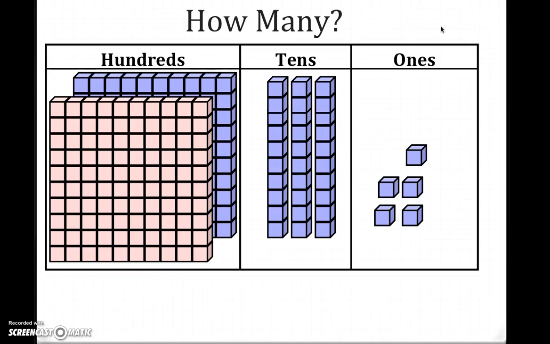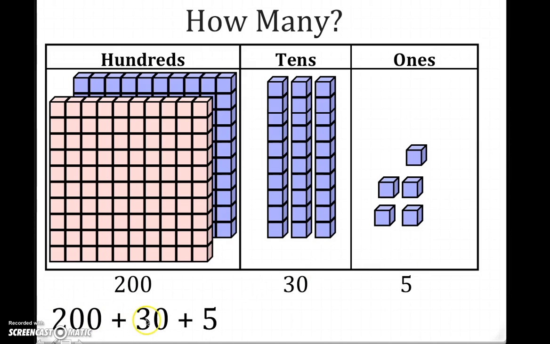Let's try another one. So in this picture, we have 200 flats. That means that the number is 200, plus 3 10 sticks, that makes 30, and we have 5 little ones. In expanded form, we have 200 plus 30 plus 5. In word form, 235, that looks like this, 235. Remember, we have to put in this hyphen. In standard form, that will look like 235. Remember, this is how we normally see our numbers.